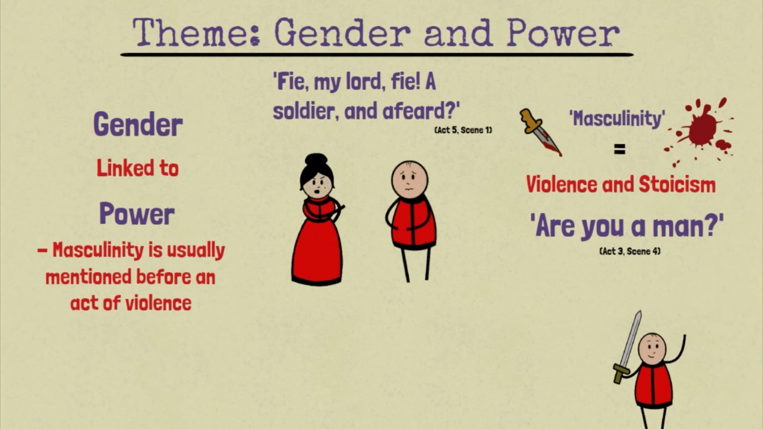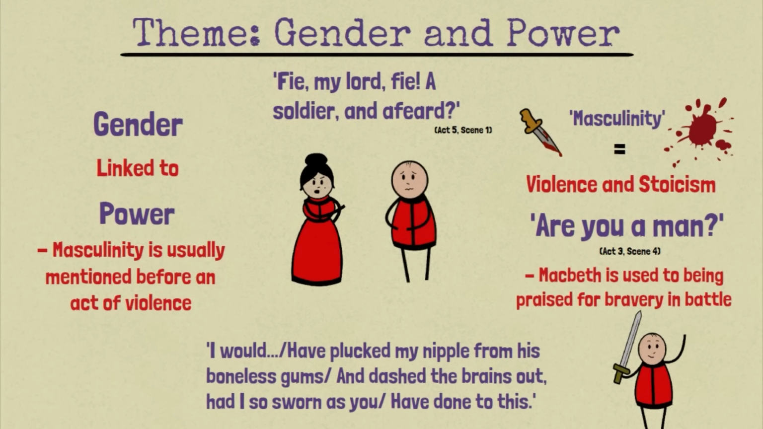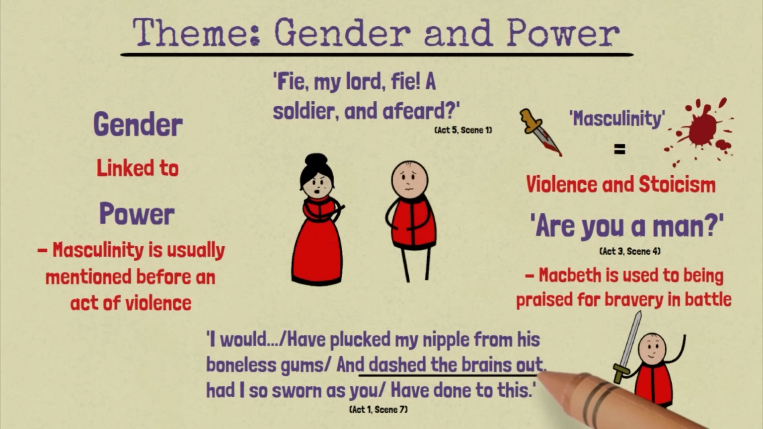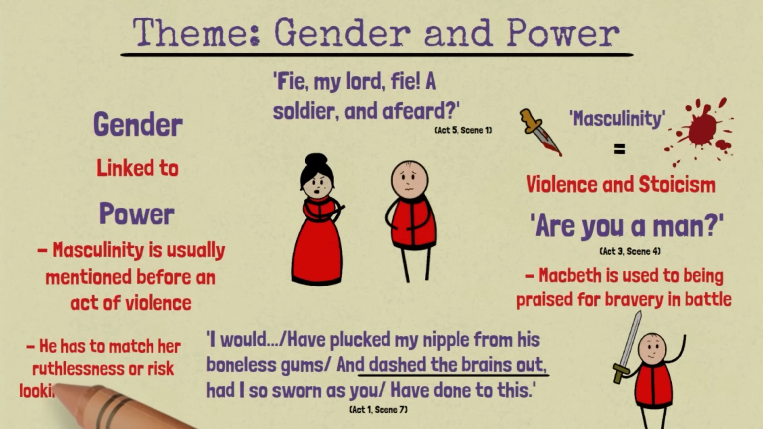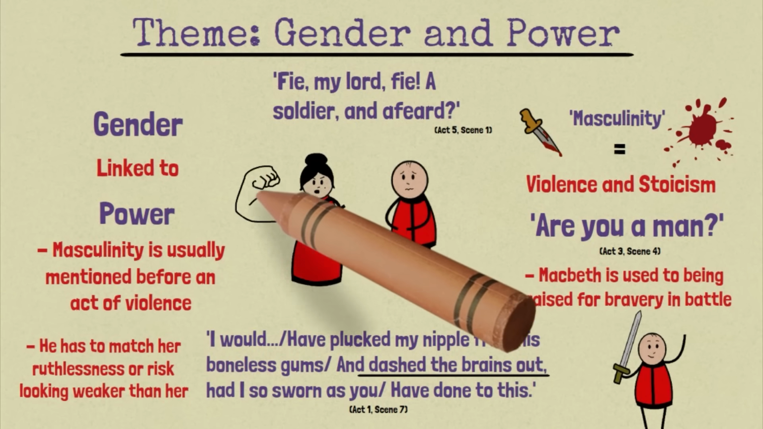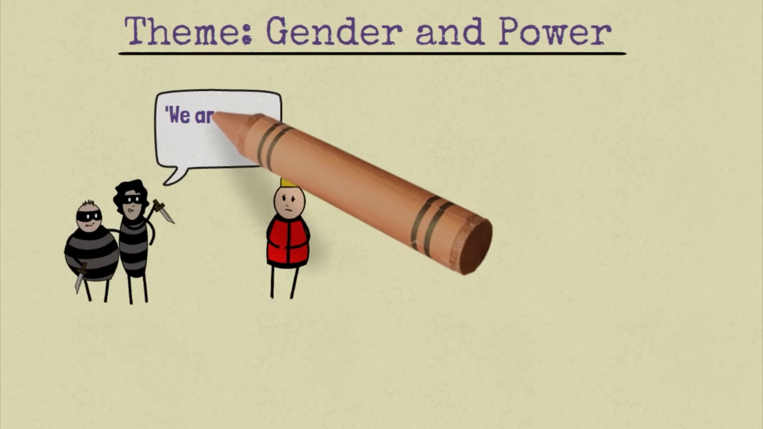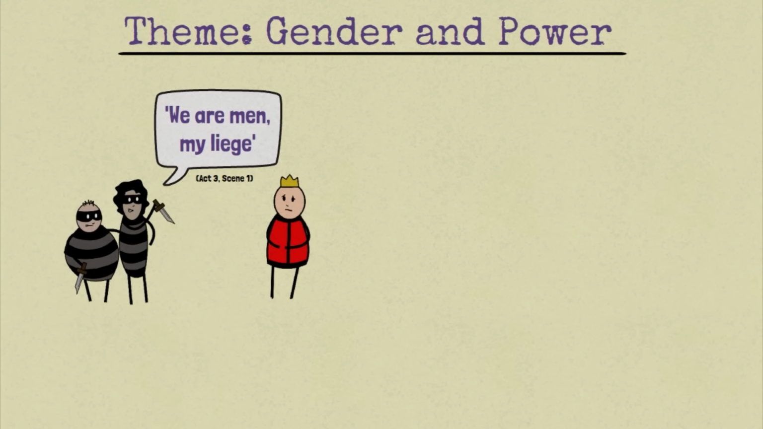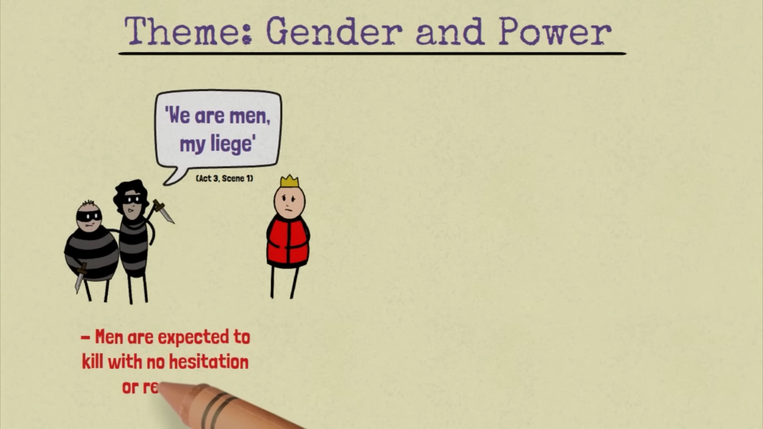This is an easy way to manipulate him, because as a soldier he is used to being praised for his courage in battle. And with his wife saying she would kill her own child if she had promised to, he feels like he has to match her ruthlessness or risk looking weaker than her, which at that time would have been shameful. Even before Banquo's murder, Macbeth asks the assassins if they are ready to kill him, to which they simply respond, "We are men, my liege." This suggests that men are expected to kill with no remorse or hesitation in order to be worthy of the name.